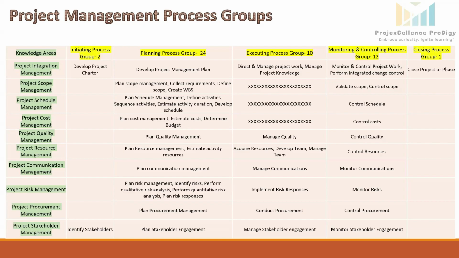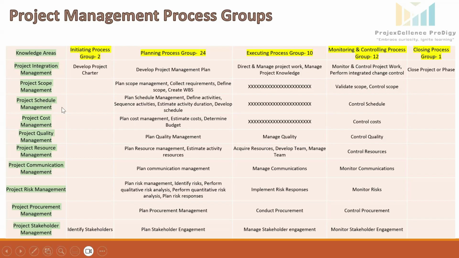Under define scope, the detailed project scope statement will be developed, and we will get the project scope statement as an output. Under create WBS activity, WBS is work breakdown structure. Project deliverables will be decomposed into smaller manageable components. So detailed WBS dictionary will be developed. Each WBS component will have clear deliverable and work packages.